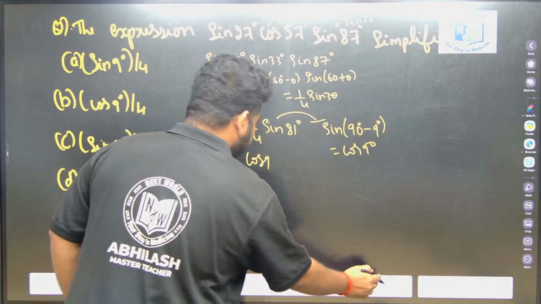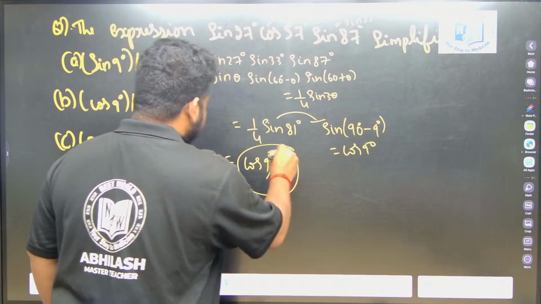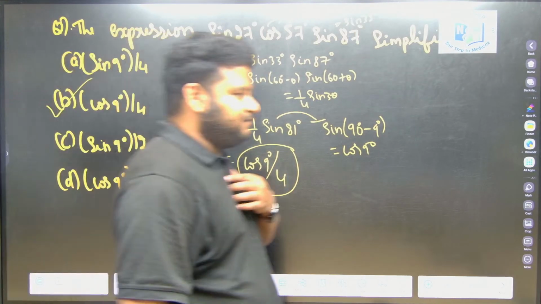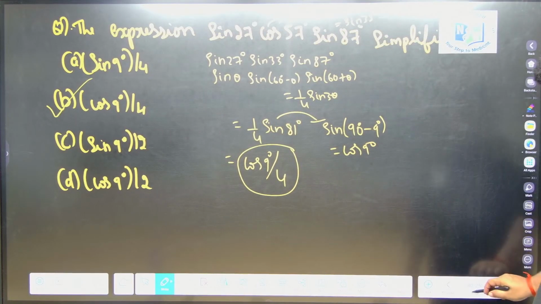Okay, so the answer would be what? Cos 9 degree by 4. Okay, cos 9 degree by 4, which is the option? That is option B. Option B, friends, is the right answer to this question.